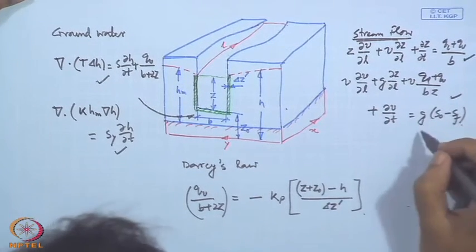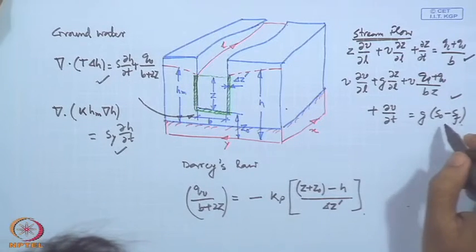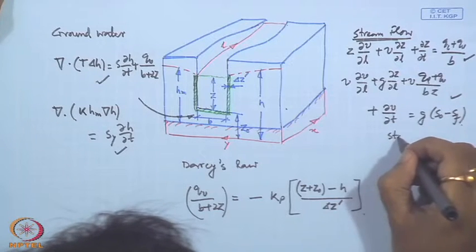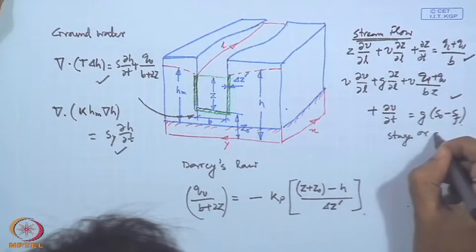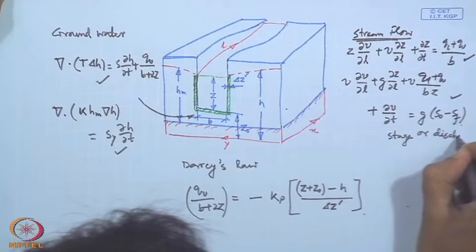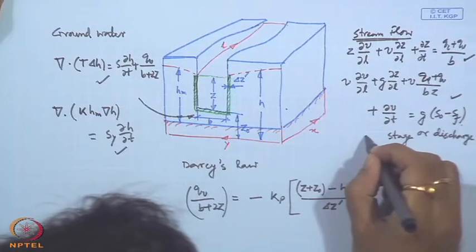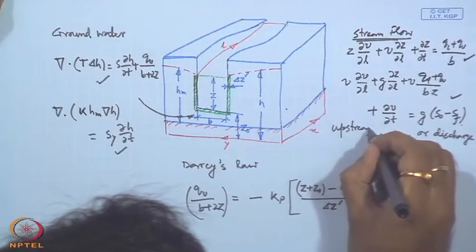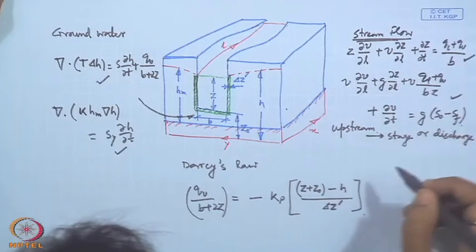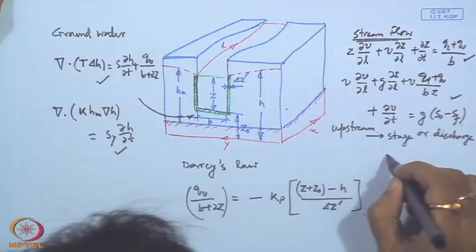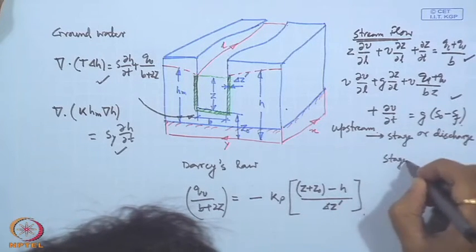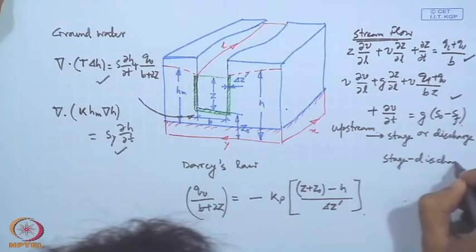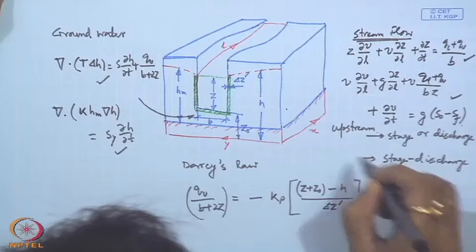For open channel flow or river flow or stream flow, we can either specify stage or discharge at the upstream location, and we need to specify a stage discharge relationship for the downstream location.